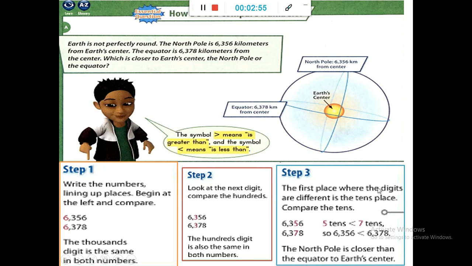The first place where the digits are different is the tens place. Now I have to compare the tens because they start to be different. In the first number, we have 5. In the second number, we have 7. So the second number is greater than the first number. So 6,356 is less than 6,378. We can say this number is less than this number because they are different at the tens.